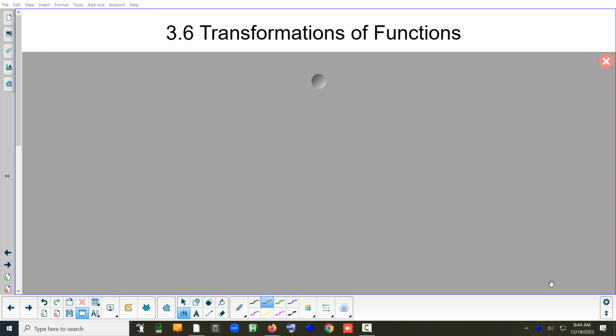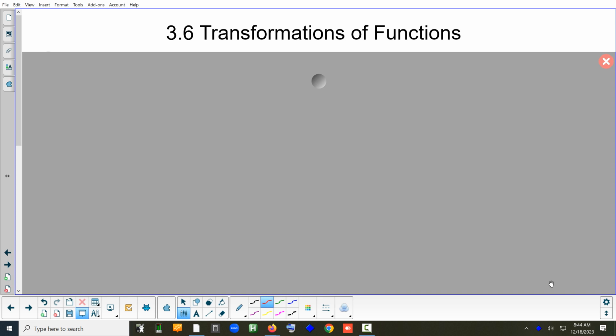All right, so today we're going to look at 3.6, which is on transformations of functions. The idea is we're going to talk about how you can take a graph and move it. Right? Different ways we can take a graph and move it. We can move it up, move it down, move it left, move it right.